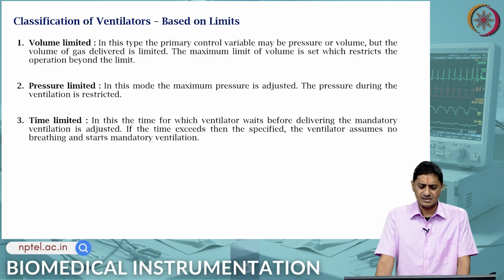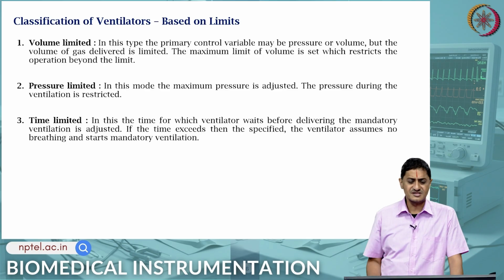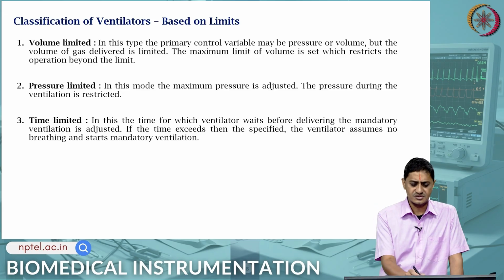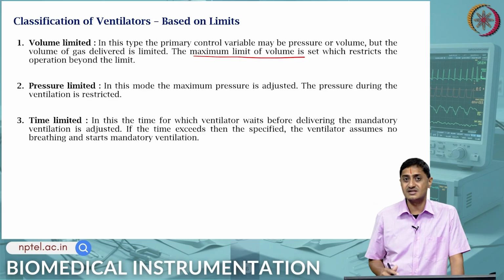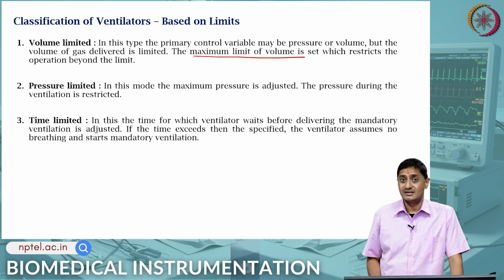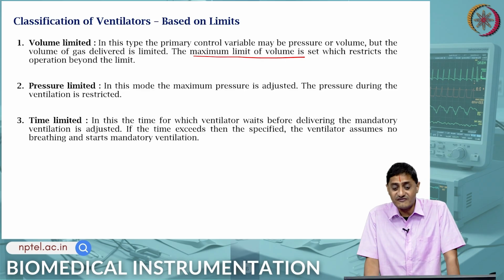First is volume limited. In this case, the control variable may be pressure or volume, but the amount of gas or the volume of gas that is delivered is limited to a maximum, which restricts the operation beyond that volume. So, it is the maximum limit of volume that is there, but the control variable need not be volume. The delivered volume is what is controlled, at which point it will stop. So, the control variable itself or the trigger variable itself might be pressure or volume, okay, but the amount of gas delivered is limited.